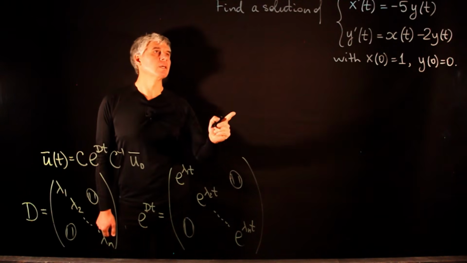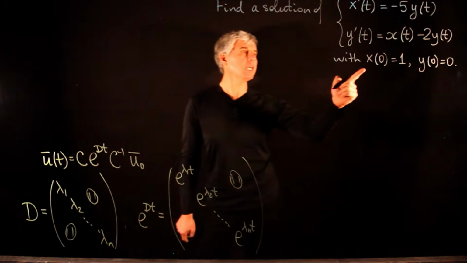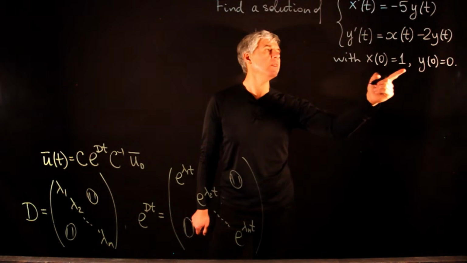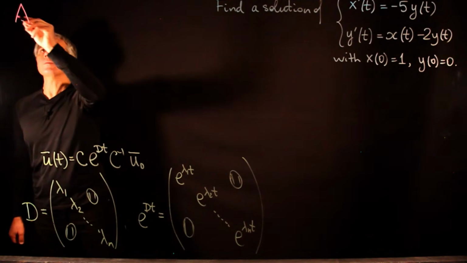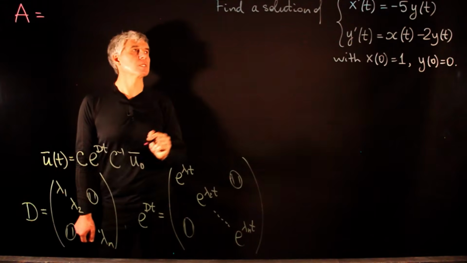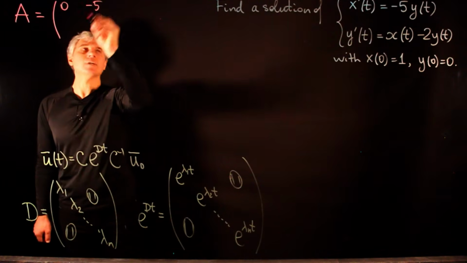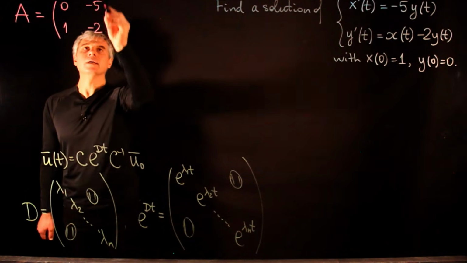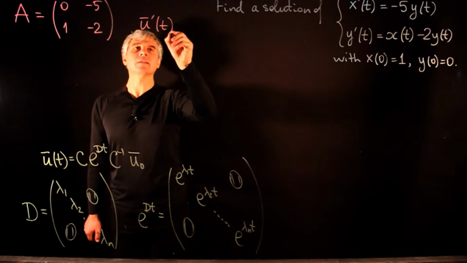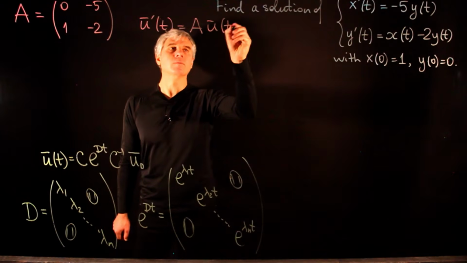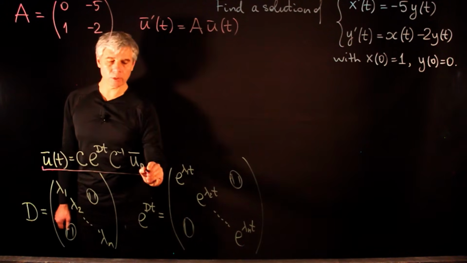As our next example, let us solve this system of linear differential equations with initial data that x of 0 is equal to 1 and y at 0 is equal to 0. So here we form the matrix that corresponds to the system of linear differential equations. So this matrix will be 0, -5, and 1, -2. And then the system can be written as u prime of t is equal to A u of t. If we can diagonalize matrix A, then we can write the solution in this form.